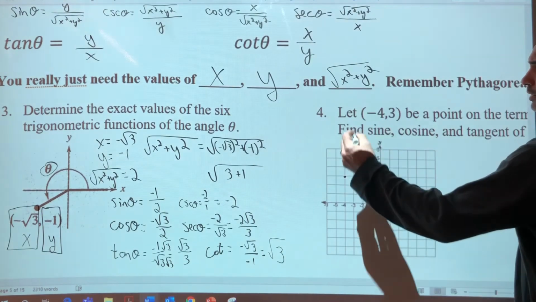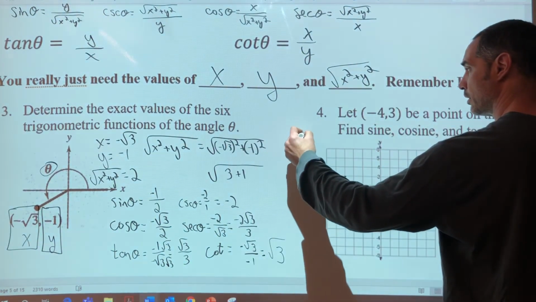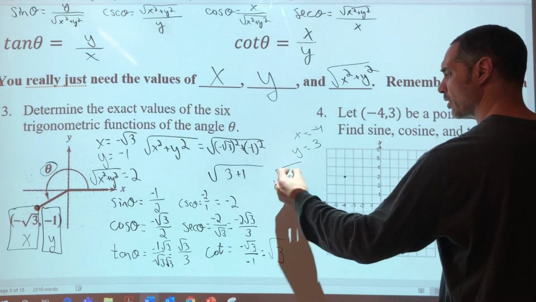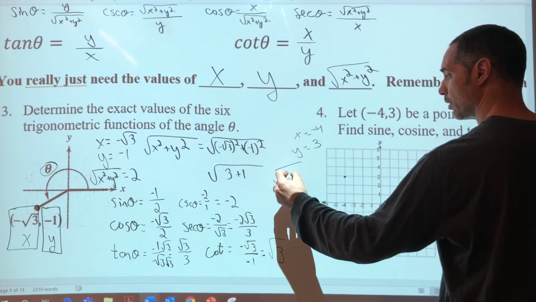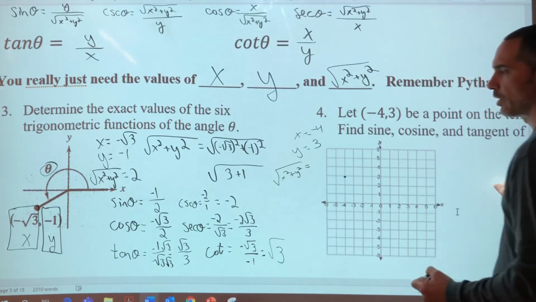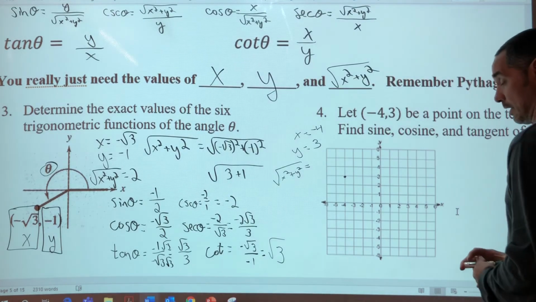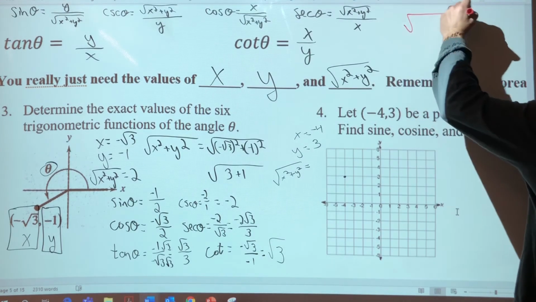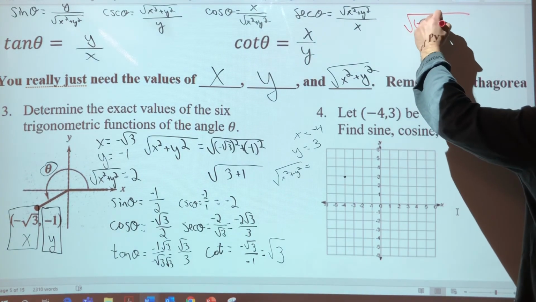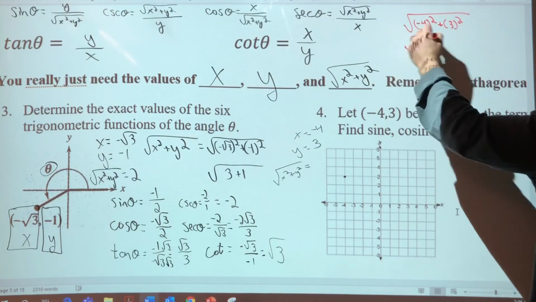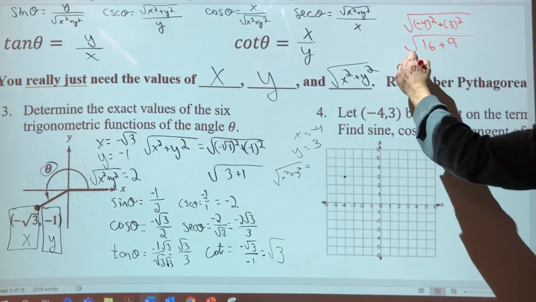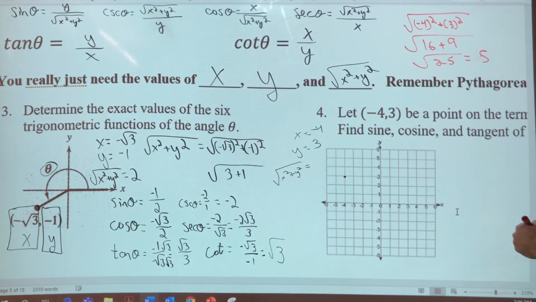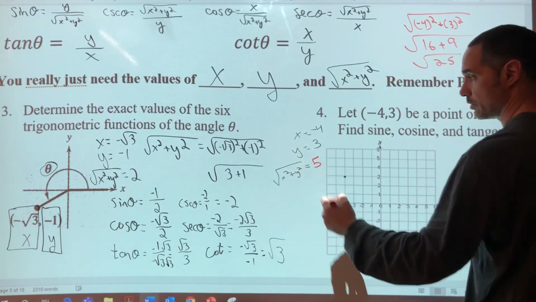Well, the first thing I want to do is, just like I was doing over here, identify x equals negative 4, y equals 3. And then I want to find the square root of x squared plus y squared. So we'll do that work in this space right up here. So the square root of (-4) squared plus 3 squared. So that's 16 plus 9, which is 25. Square root of 25 is 5. So this is just 5.